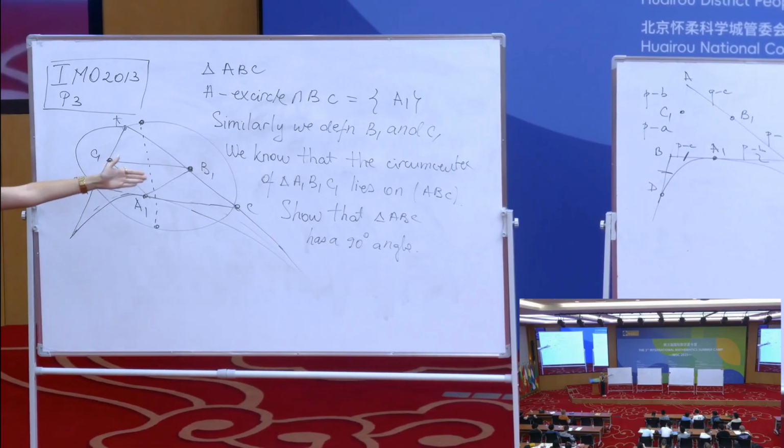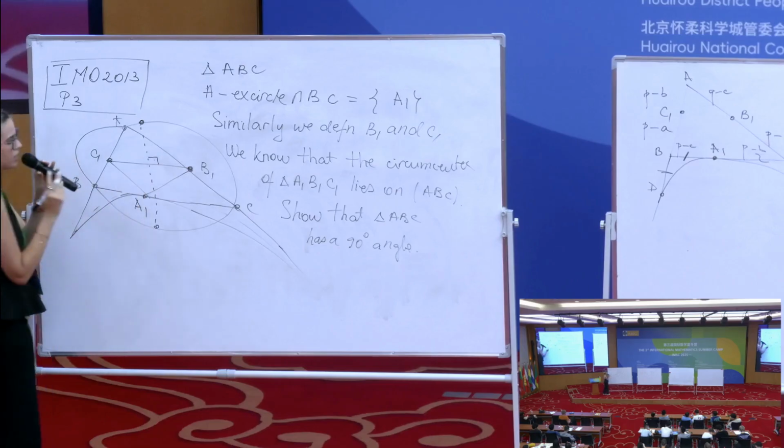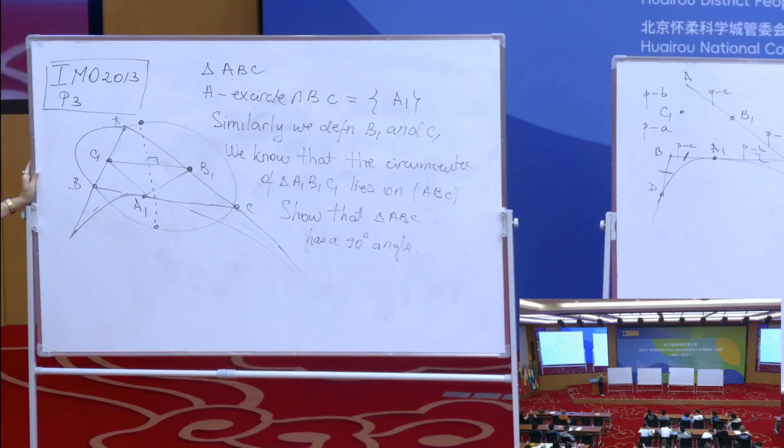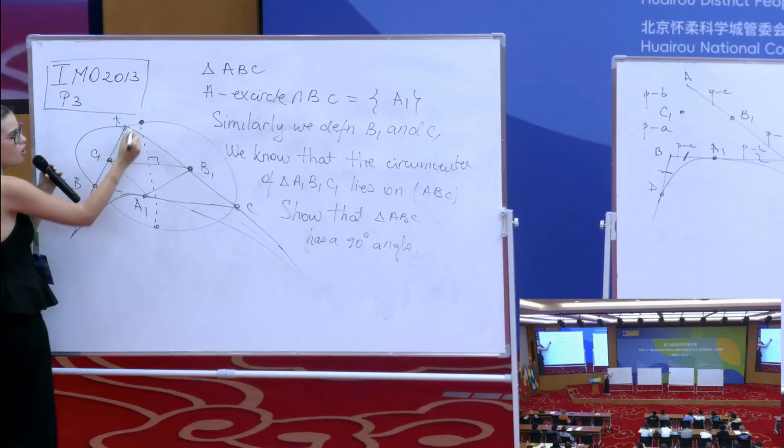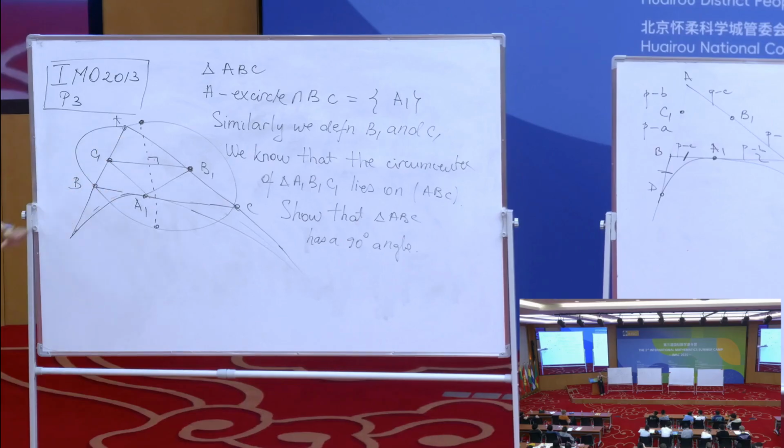Why? Because the circumcenter lies on the circle ABC. And where the perpendicular bisector of B1C1 intersects the circle is going to have to be the circumcenter of A1B1C1. So it's going to have to be one of these two points, either the one above or the one below.